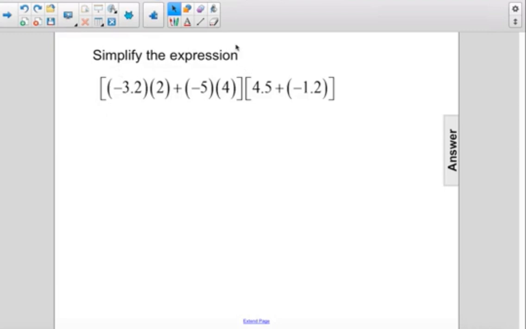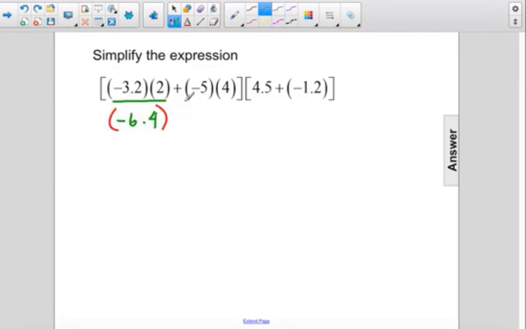Simplify the expression. Alright, so let's look for any operations inside of parentheses first. So we actually have two giant parentheses, these brackets here. So we have one here and we have another one here. So let's start on the left. So we're going to want to do all of this operation. So inside of this giant parentheses, we actually have an addition problem and two multiplication problems. So first, let's start with the multiplication problem on the left here. So negative 3.2 times 2 is negative 6.4.